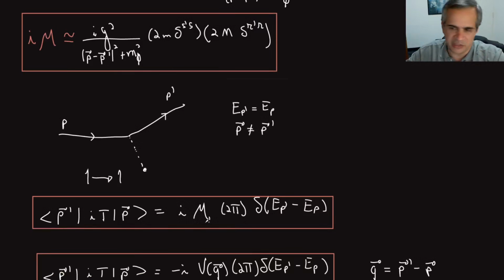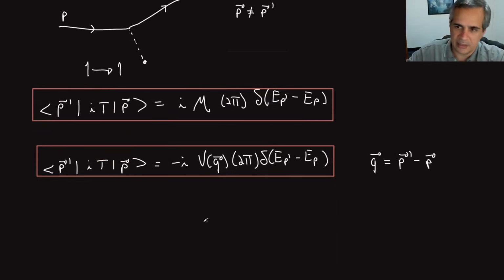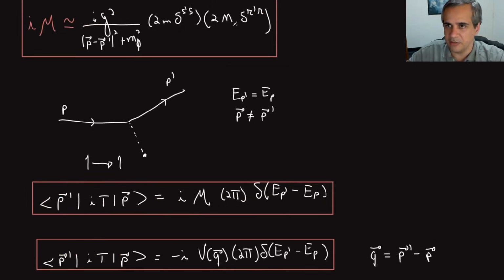So these two expressions are actually very similar, right? And comparing both, I get my potential. I just have to compare both. I'll get that V of Q is given by minus M, which is written up here.